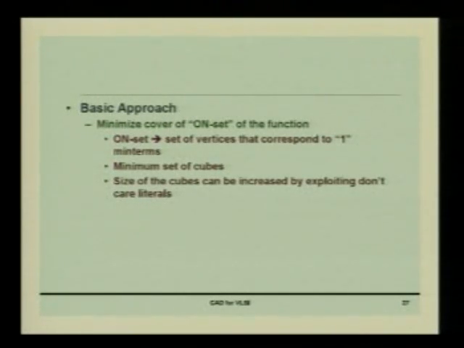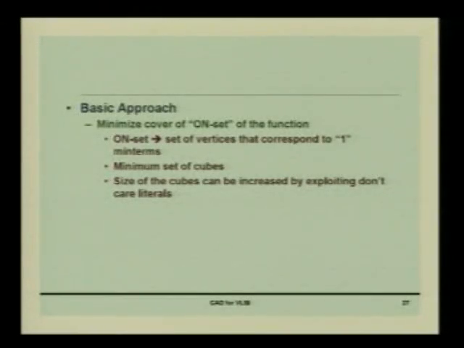You can circle that. In the algorithm, you will iteratively do that. It's not that you can visually see and think that these 4 can be encircled in a single step, but the computer does not know, no? So it will iteratively refine things and gradually go to the optimal position. So the basic approach is you have the on states, a set of vertices each corresponding to one minterm, 1, and a minimum set of cubes, and the size of the cubes may be increased by exploring don't care literals also.